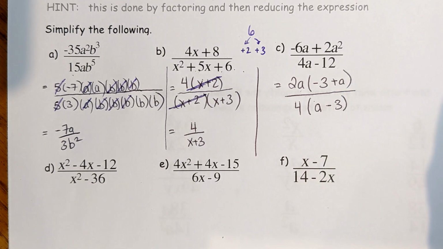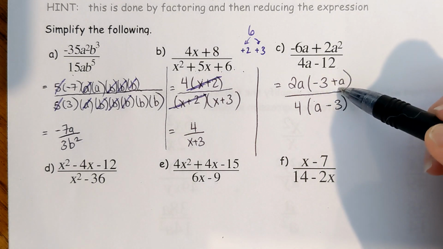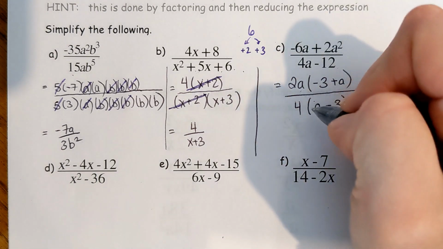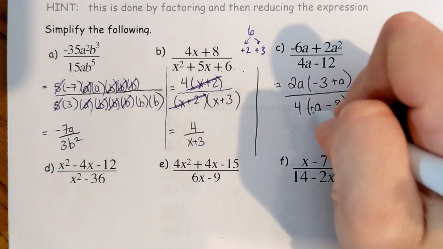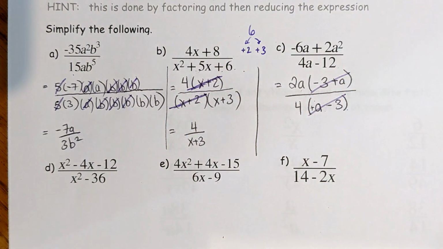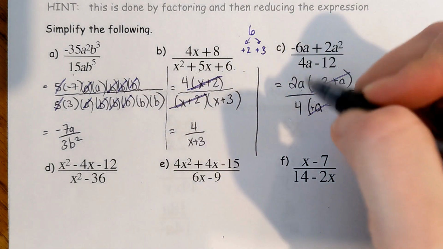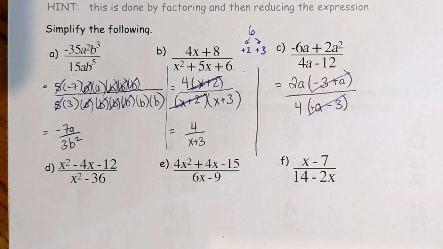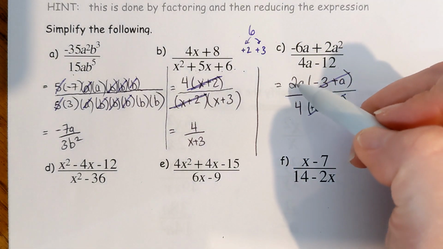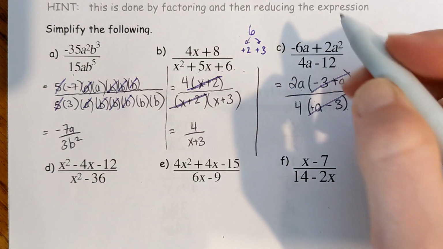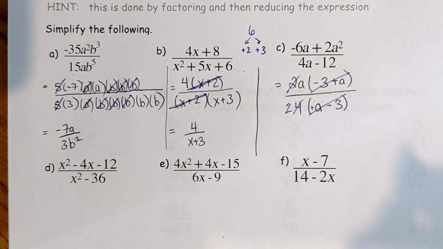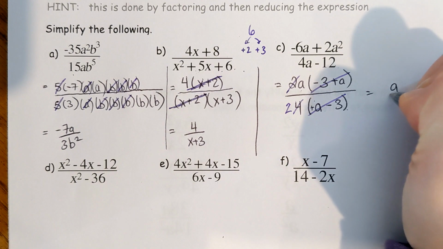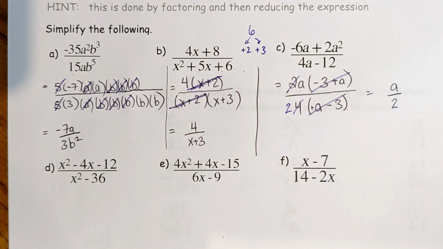Okay, and just as a reminder, negative 3 plus a is the same thing as plus a subtract 3. So these are common factors. And actually, I also have another common factor now. I didn't notice this initially. Now I've also got this 2 that can be common factored with that 4. So in the end, this is going to just reduce down to a over 2.